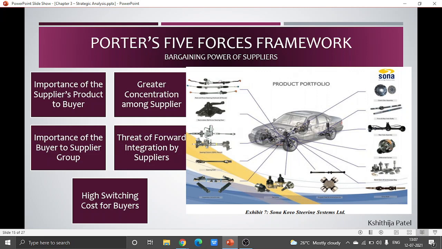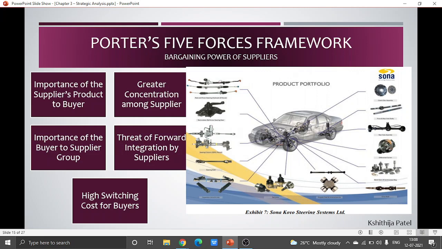Then we have the greater concentration among suppliers. A highly concentrated industry is one which is largely dominated by a few large firms. Such few firms hold greater control to influence the industry as the largest share of industry output vests in their hands. So this gives the supplier or the supplier group greater power over those who do business with them. The petroleum industry is a suitable example for this.